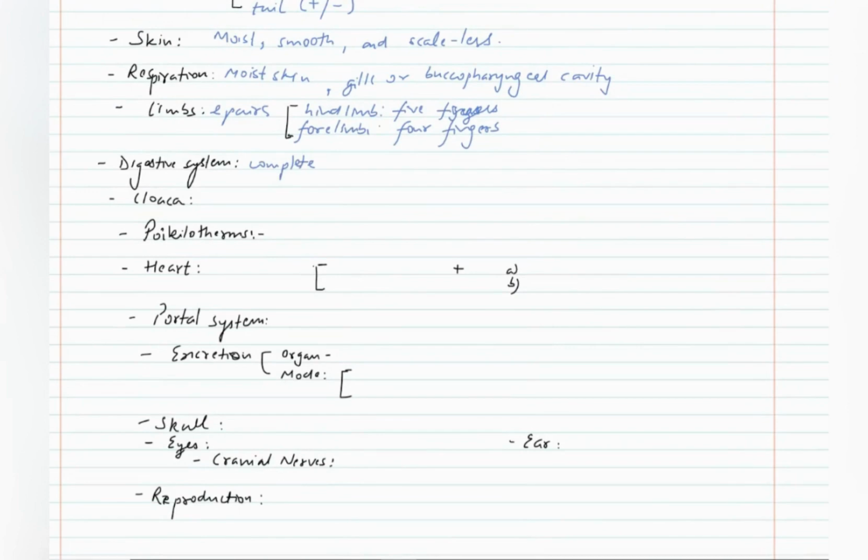Cloaca is present, and it is the common opening for digestive system, urinary system and genital system. So all the 3 digestive, urinary and genital system open into cloaca. They are poikilotherms, that is, they cannot regulate their body temperature, no fixed body temperature, which is why poikilotherms are also known as cold-blooded animals.